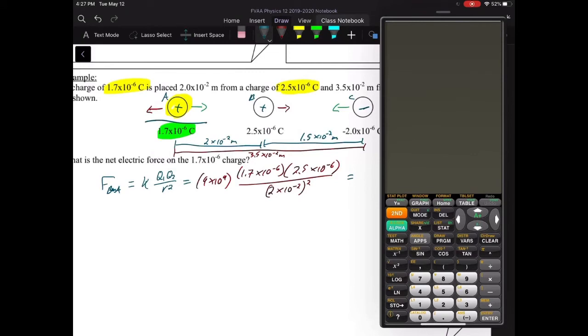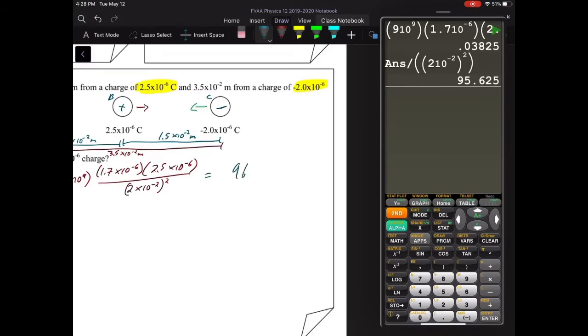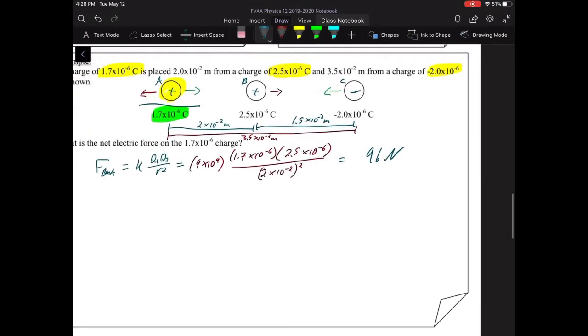Okay, so here I have, just plugging all these numbers in here, 9 times 10 to the 9, and then 1.7 times 10 to the negative 6, then 2.5 times 10 to the negative 6. Okay, and then divided by 2 to the negative 2 squared. All right, and I get a force of 96 newtons. Okay, now what direction is that 96 newtons? Here, because we're looking at the first two charges on the left, that 96 newtons is to the left.